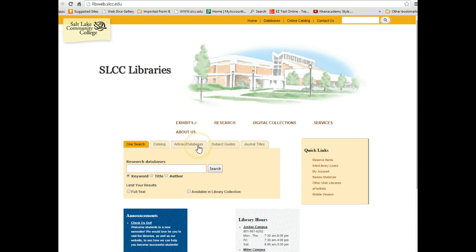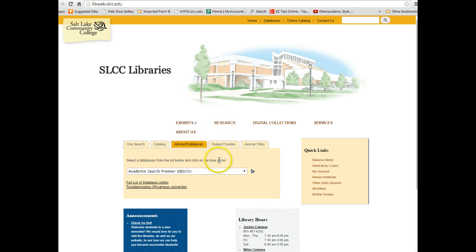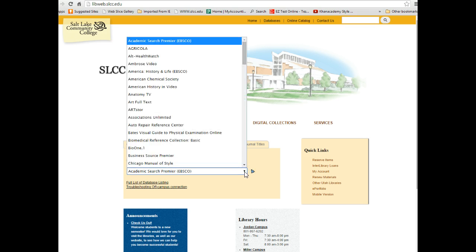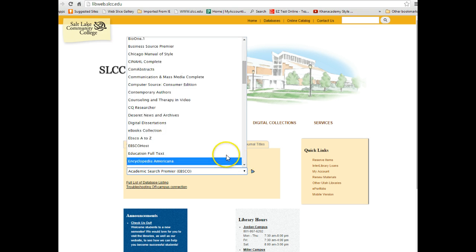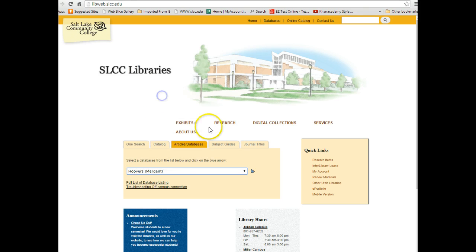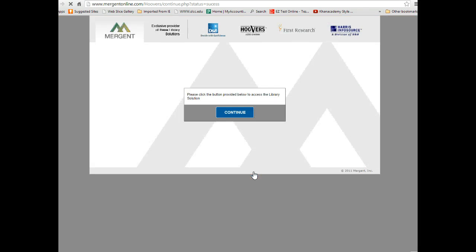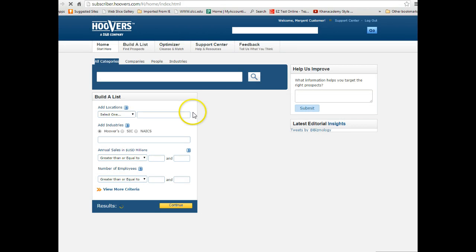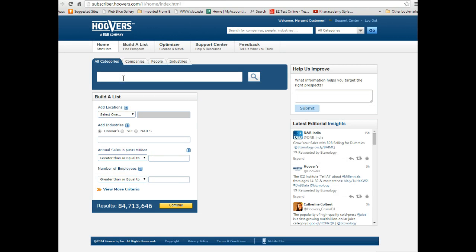Select articles. Now it's articles/database. Yay. And I'm going to slide on down to Hoover's Merchant and say I'd like to see that. If you haven't accessed this before, it will now ask you for your S number and the last 4 digits of the phone number you used when you gave the college information about you. And now it will click and we're in Hoover's.